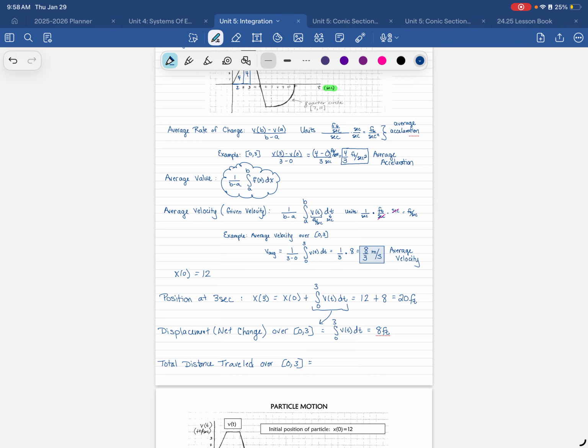And then lastly, our total distance traveled, because I was always moving to the right, because my velocity was always positive, my total distance traveled is actually going to be the exact same as my displacement on the interval 0 to 3. But the way that we calculate this is a little different. We say 0 to 3, we're doing the absolute value of v of t dt.